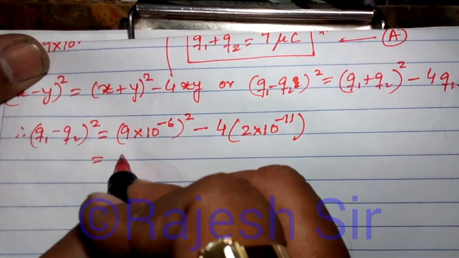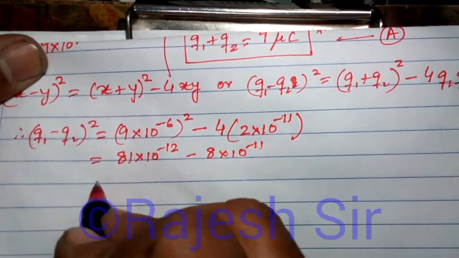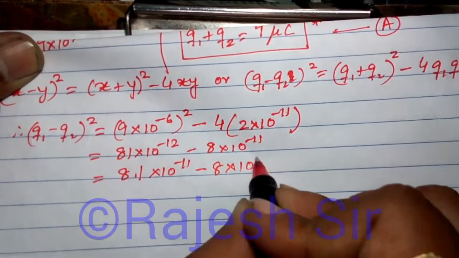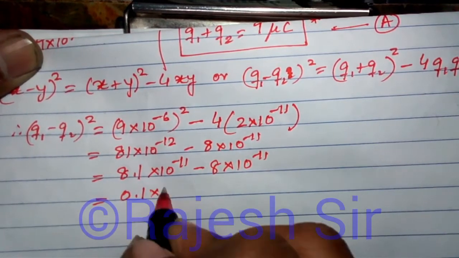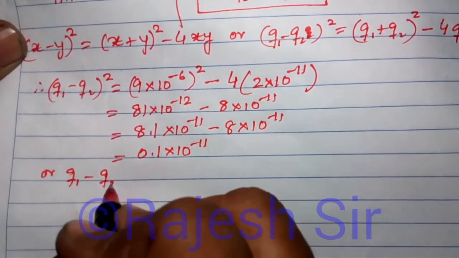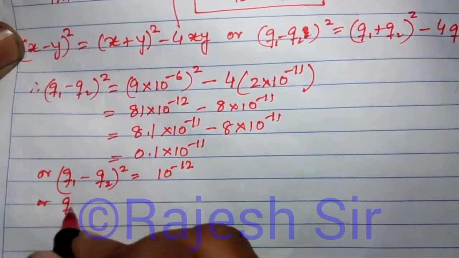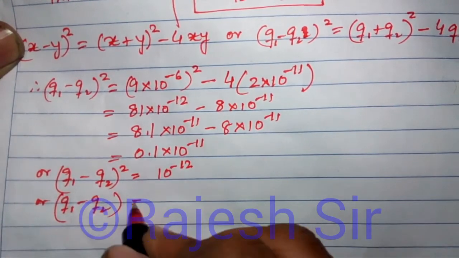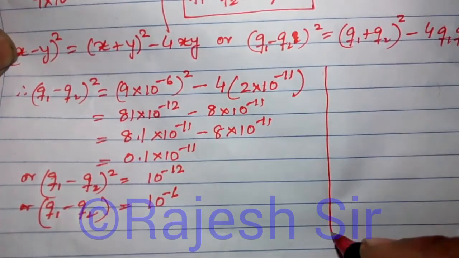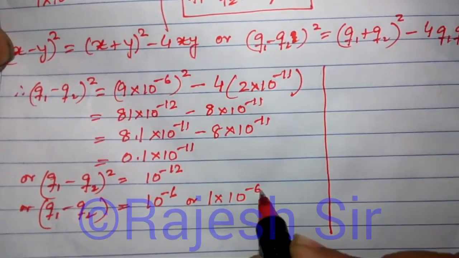So this becomes 9 square is 81 into 10 to the power of minus 12 minus 4 2s are 8 into 10 to the power of minus 11, or 8.1 into 10 to the power of minus 11 minus 8 into 10 to the power of minus 11. Simplifying it out, it becomes 0.1 into 10 to the power of minus 11, or Q1 minus Q2 whole square is equal to 10 to the power of minus 12, or simply Q1 minus Q2 is equal to 10 to the power of minus 6. Now I've got the value of Q1 minus Q2 as 1 into 10 to the power of minus 6.